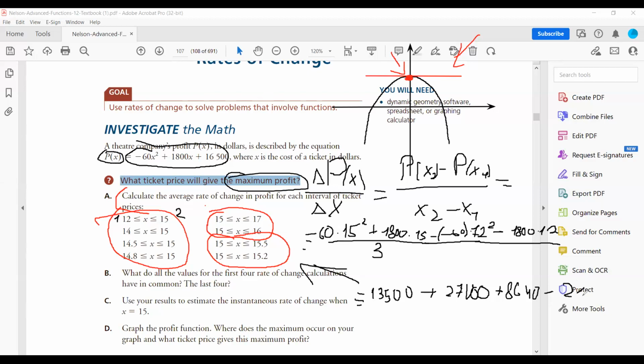$21,600, all this divided by 3. So now I'll group up my terms a little bit. I have negative and negative here and 2 positive values here.